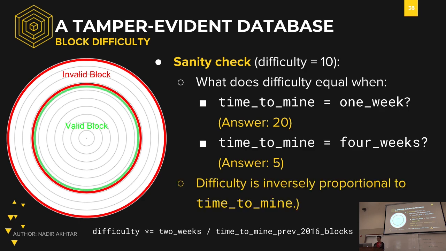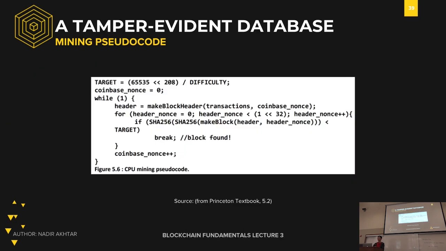So difficulty is inversely proportional to time to mine. And this is a general pseudocode for mining. We have some target that we're trying to satisfy, and we just repeatedly try to find a hash or a block header that will satisfy our target. So let's say if SHA-256 of our block header satisfies this target, it means that we found the block.